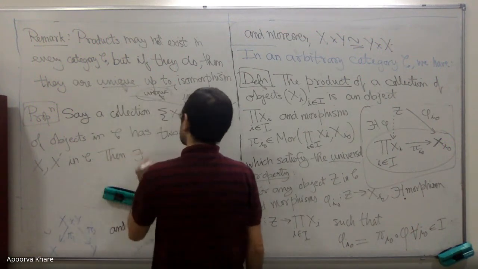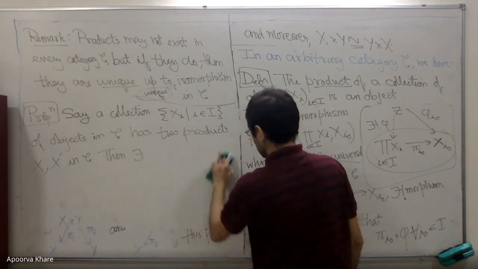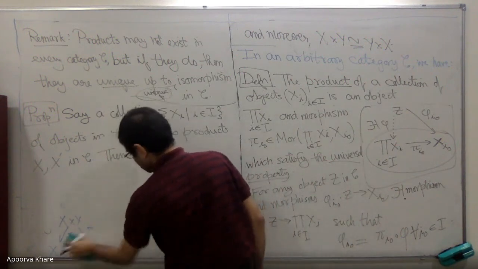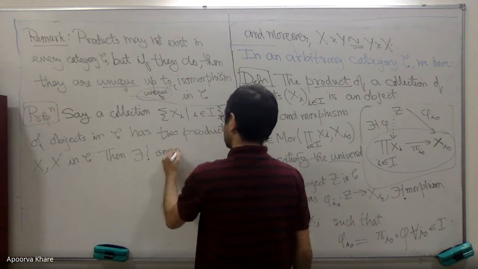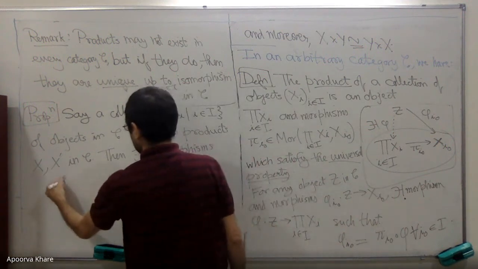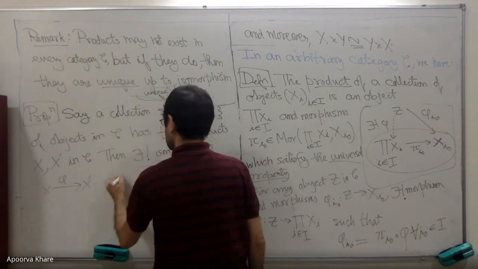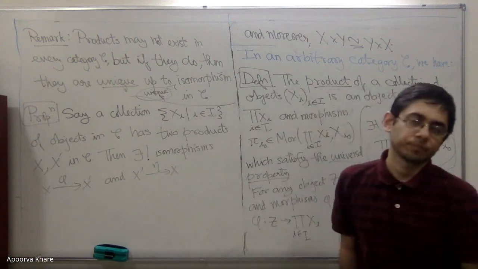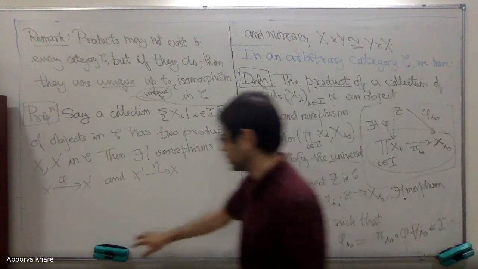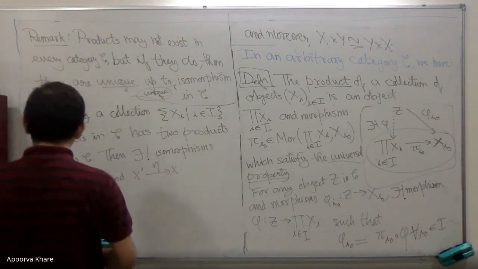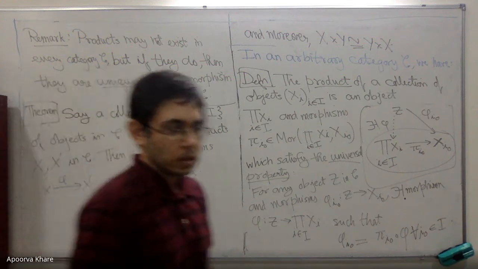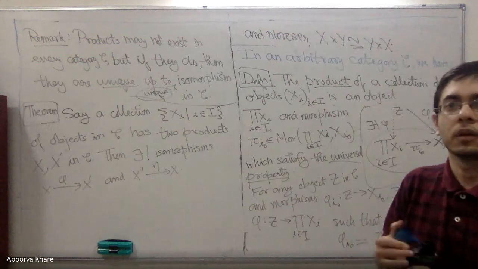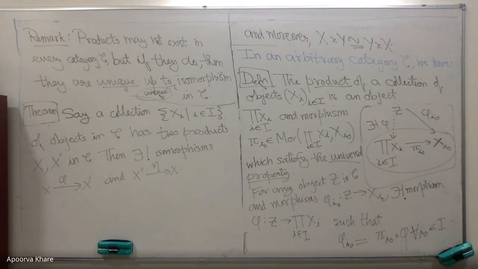Then there exist unique isomorphisms from X to X prime and reverse. That is the theorem, proposition. Well, let's call it a theorem. This is sort of important. That it's all unique. There is no ambiguity, possibility, redundancy, anything. It's unique. So why is that true? Why is that true?